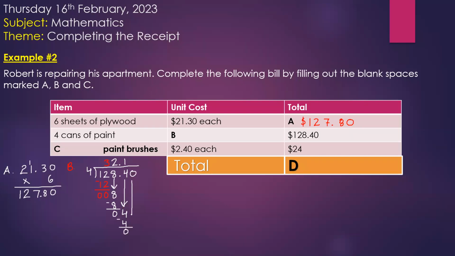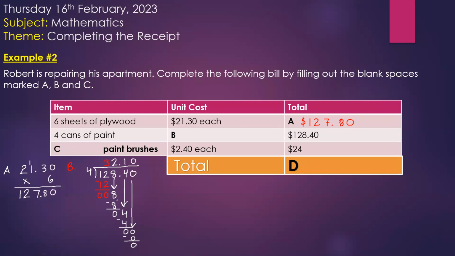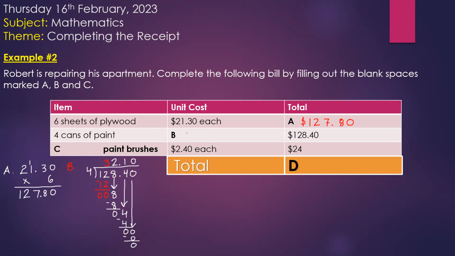We bring down the 0. How many times does 4 go into 0? 0 times. 0 minus 0 is 0. So the correct answer here is $32.10. So that's for B.